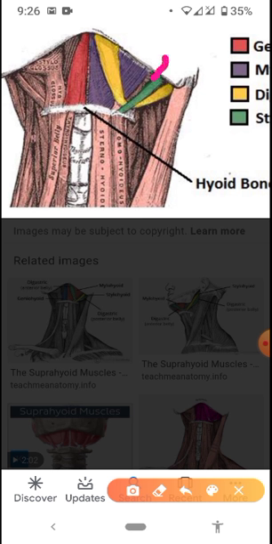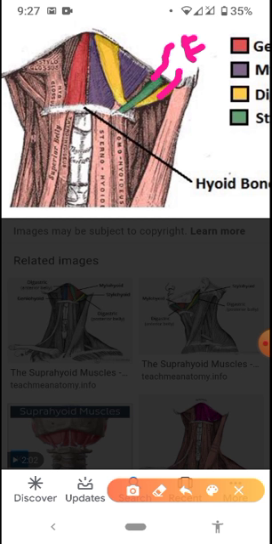Okay, this one is the stylohyoid muscle. The stylohyoid muscle is also supplied by the facial nerve. So we have discussed the nerve supply of two muscles till now. One is the digastric muscle and the other is the stylohyoid, and both are supplied by the facial nerve.